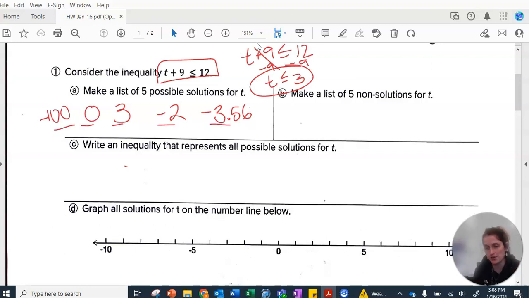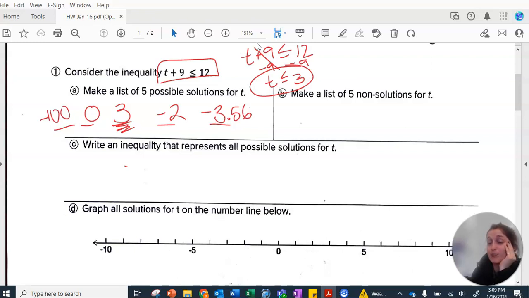There's an infinite number, and the only one that you're allowed to have in your list, that I also have in my list, is 3. You need to create your own other 4 that are less than 3. Make a list of 5 non-solutions. That means they can't be the answer for t.